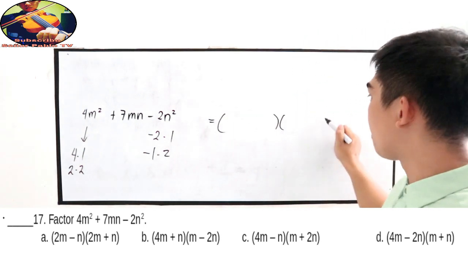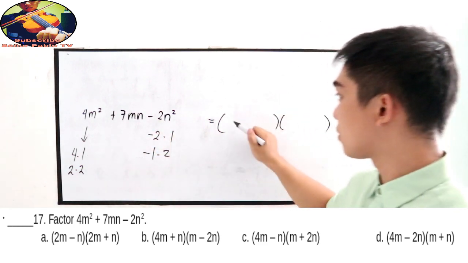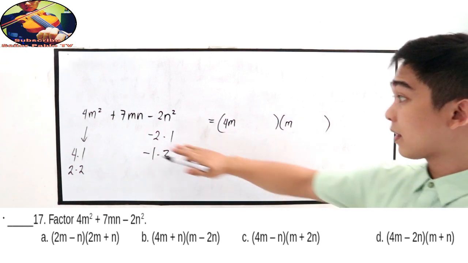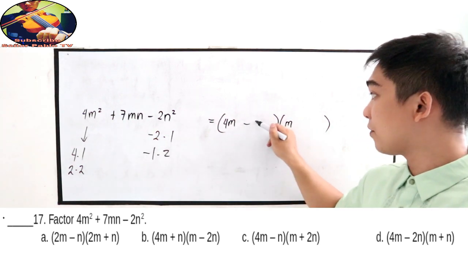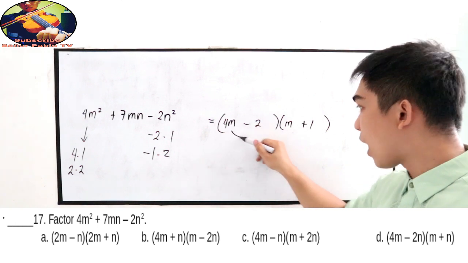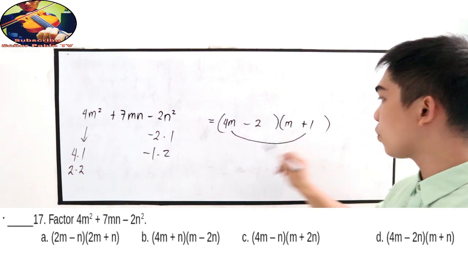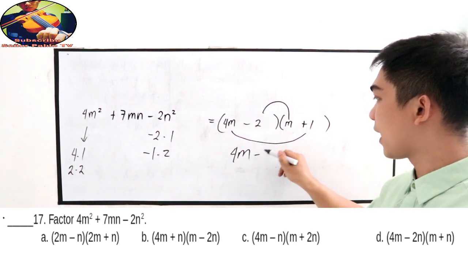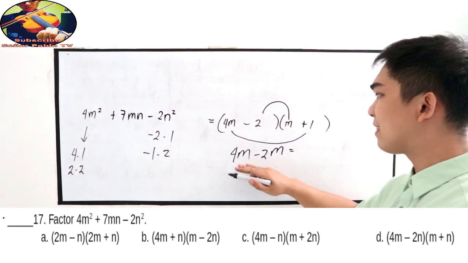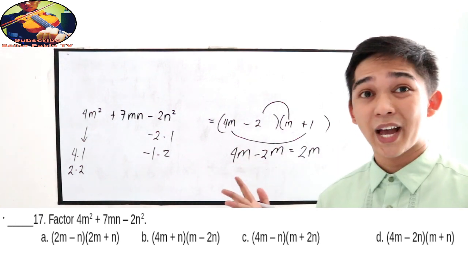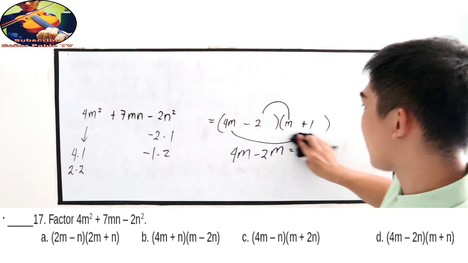So, gawa tayo ng dalawang parenthesis. So, 4m tsaka 1m or m na lang. Try muna natin si negative 2 tsaka si positive 1. So, outer to outer, 4m times 1, 4m. Inner to inner, negative 2m. Add natin, 2m. Mali siya. So, erase natin.